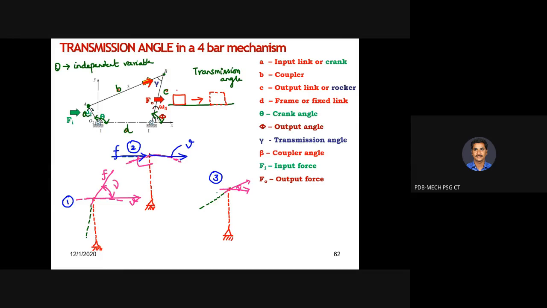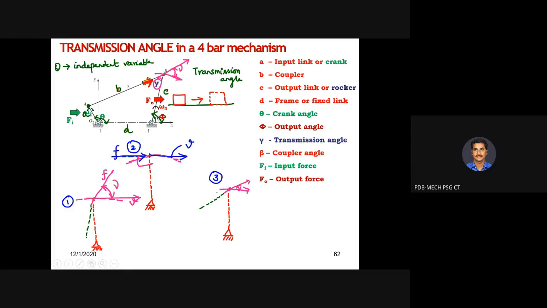Now you come to your 4-bar mechanism. The velocity of motion of your coupler is normal to this link, and the force acting through the coupler is along this direction. So this deviation is called gamma, that is the transmission angle. It is also mentioned here. That is the angle between your coupler and rocker, called gamma.